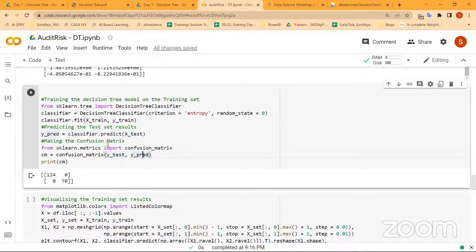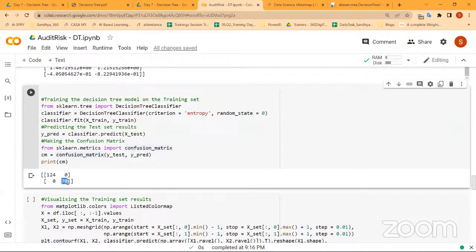For that, you can simply call a confusion matrix. A confusion matrix is used to estimate how many true positives and how many true negatives there are after getting the predictions. So we compare the Y test and the Y prediction values by passing them into the confusion matrix, and you can see we got 124, 0, 0, 70, which means our model is almost 100% accurate, friends, with 124 true positives and 70 true negatives.